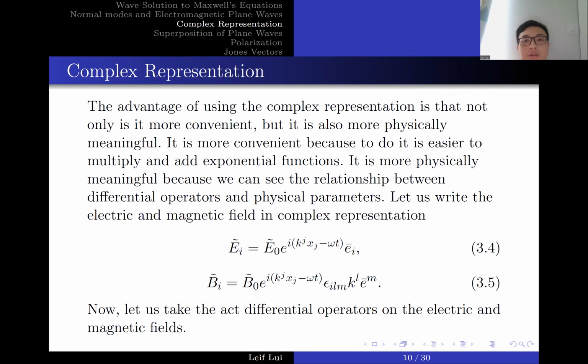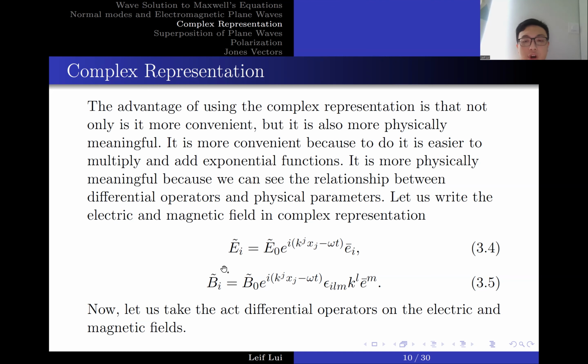And there are advantages to using the complex representation. Not only is it more convenient, in my opinion, it is more physically meaningful. It is more convenient because it is easier to multiply and add exponential functions. It is more physically meaningful because we can see the relationship between differential operators and physical parameters. So let us write the electric and magnetic field in complex representation, as follows.